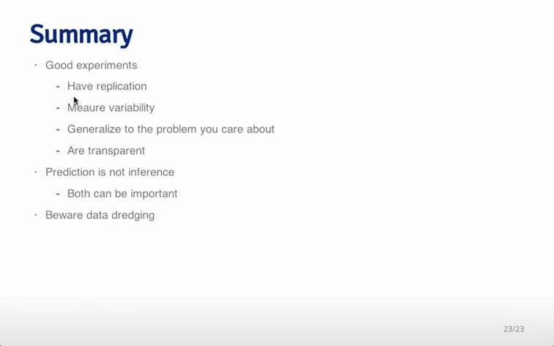So in summary, good experiments have replication so that you can measure variability. They measure that variability and compare it to the signal that they're looking for, and they generalize to the problem that you care about. Also important, good experiments are transparent in both their code and their data. Prediction is not inference, and both can be important, but it depends on what your application is. Also, in any data science problem, you need to be aware of data dredging. The other important issues with experimental design will be covered in later classes.